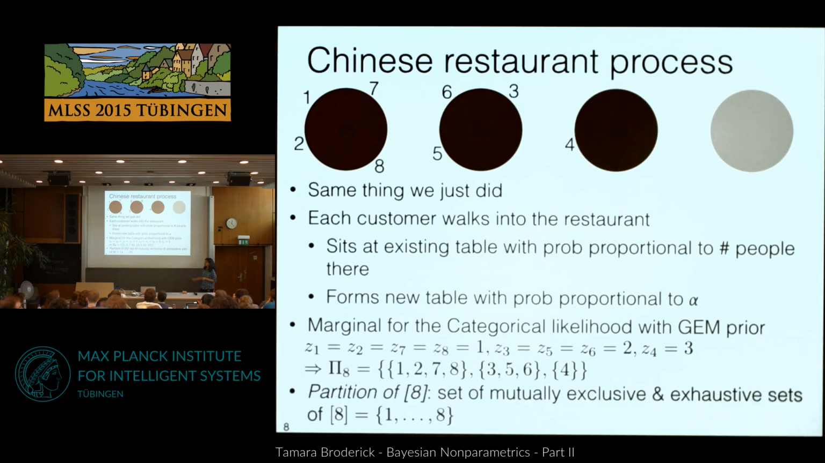So when we do this, we call this a partition, in this case of 8, but in general it could be of any positive integers, or in fact all the countable integers. And this in fact is a set of mutually exclusive and exhaustive sets of the integers that are in these brackets. So that is the definition of a partition. And that is what we are constructing with this Chinese restaurant process.